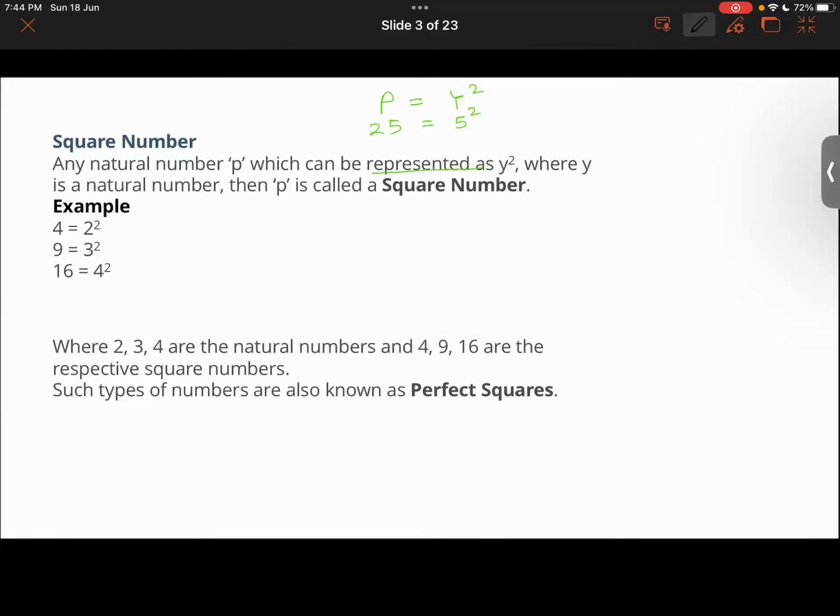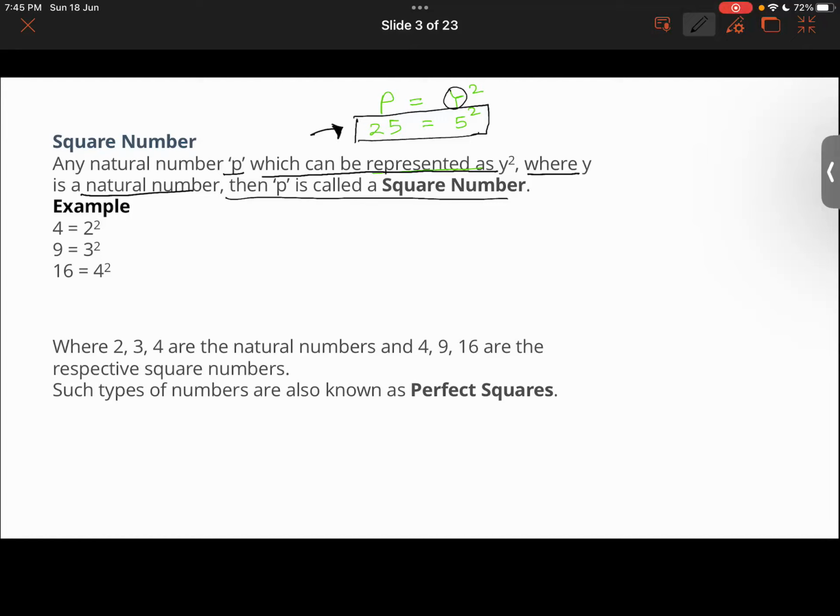Any number, let's say p, which can be represented as y square, where y is a natural number. Remember, this y here has to be a natural number. Then p is called a square number here. So in this one, 25 and 5 square, tell me which is the square number. Notice where I'm pointing the arrow. Which is the square number here as per the definition? P is the square number.